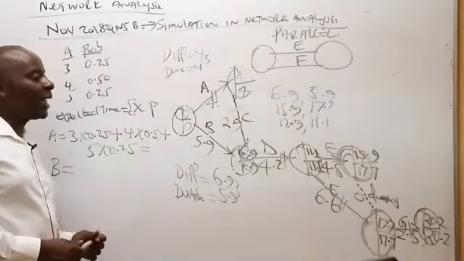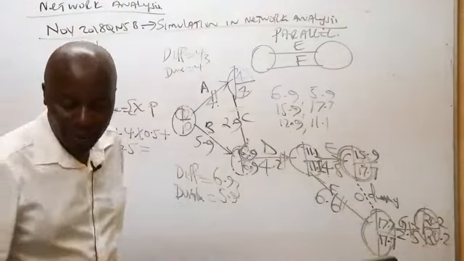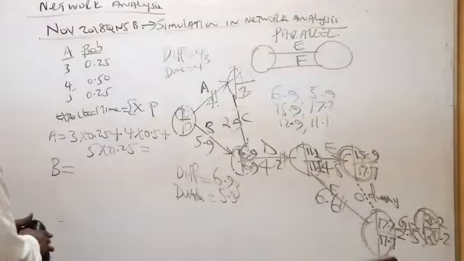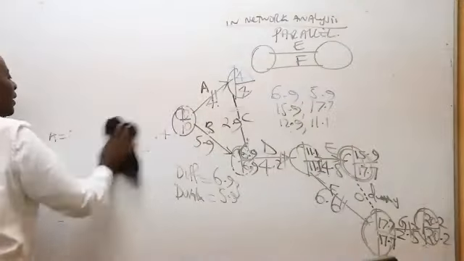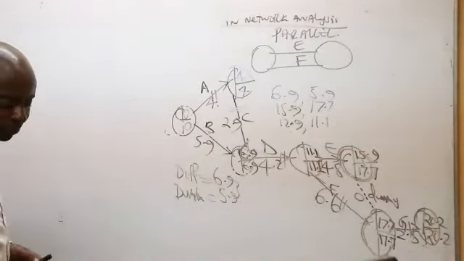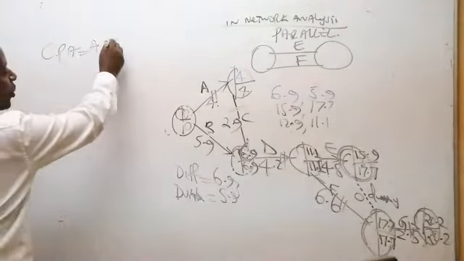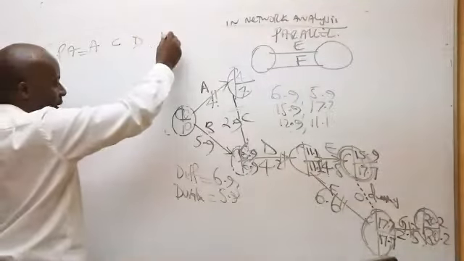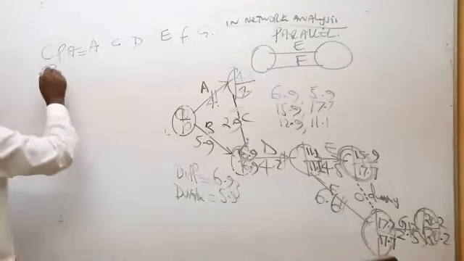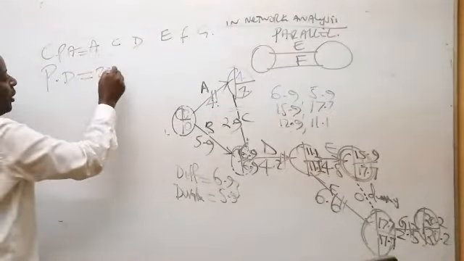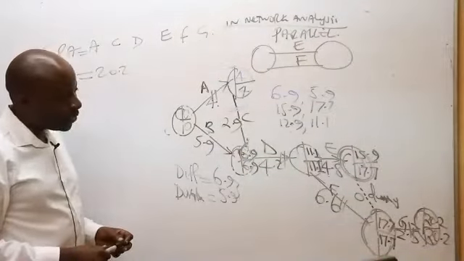So ladies and gentlemen, if that is the case, I'll come and tell my examiner that the CPA, the critical path activities, are A, C, D, E, F, and then G. And then the project duration is 20.2 weeks.